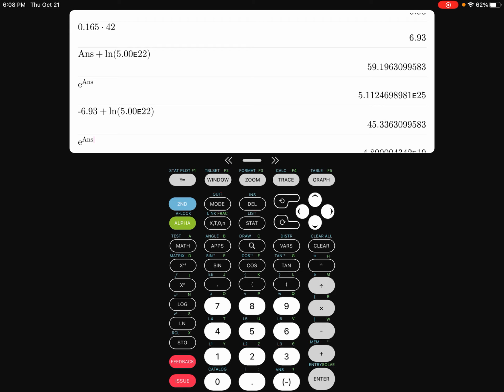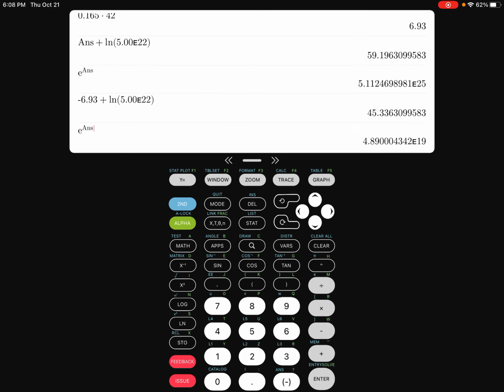Once I do the negative, I'm going to end up producing a much better number. I get 45.33. I do the inverse of that, and I get 4.89 e to the 19th. And that is a reasonable number, and that is the correct answer. So I wanted to show you what the difference between the negative and the non-negative was on the number itself.